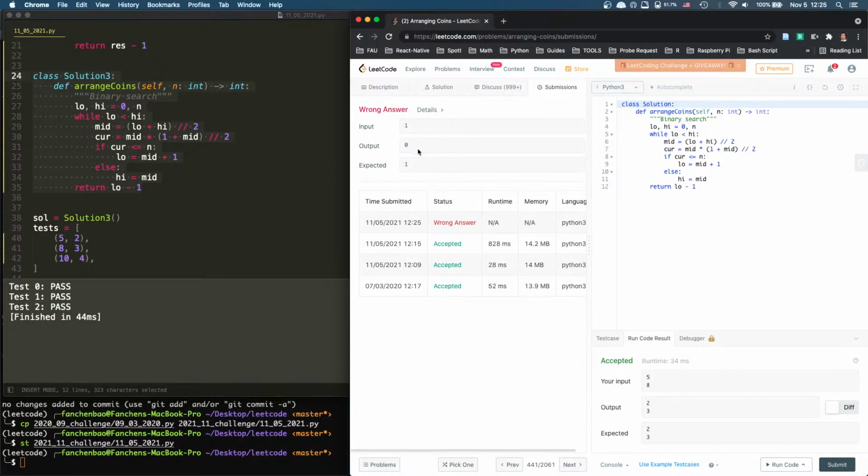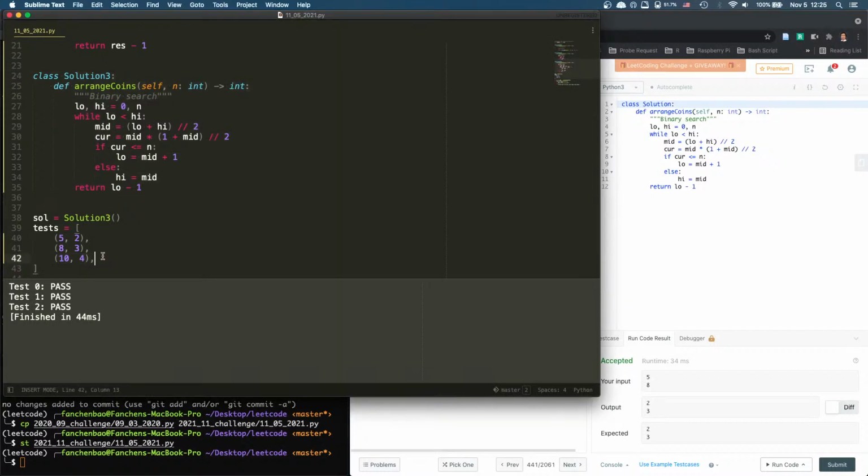Input 1, output 0, expected 1. Input 1 shall be 1. What is this? Input 1, 0, 1 give us 0, right? 0, 1, mid is 0. This is the current 0. 0 is smaller than 1. So low equals 1. Come back. Oh yeah, that does return 0. Ooh wee. How does this work?